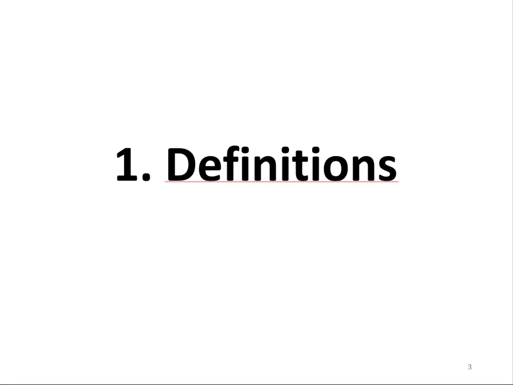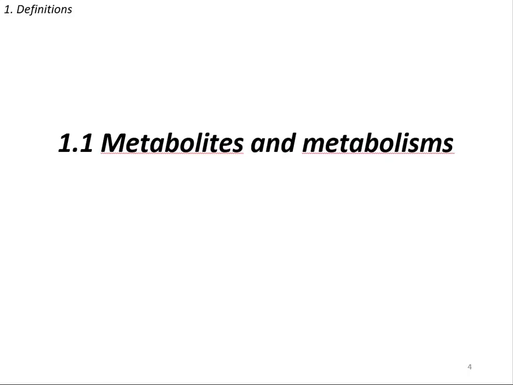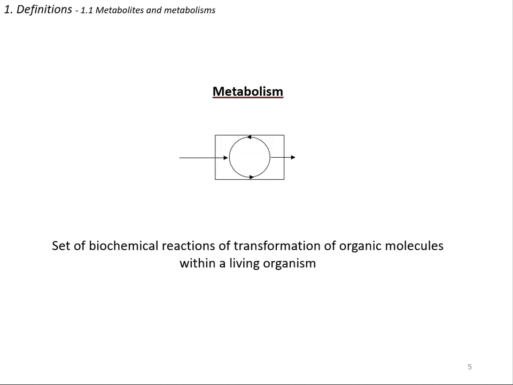So let's start with definitions to really know what we're talking about. And first of all, we need to define what are metabolites and metabolism. So metabolism could be defined as the set of biochemical reactions and transformations of organic molecules within a living organism. And the best way to show that is this little drawing with arrows and cycles, because this is how it looks. You have, on one hand, the substrates on the left part, and on the right part, you have some products coming out of this.